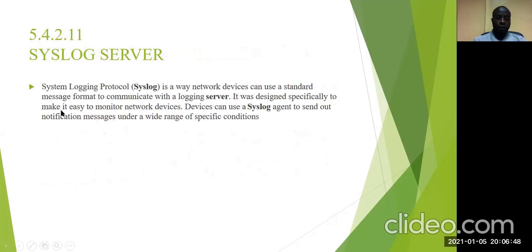System log. The system log protocol, syslog, is a way network devices can use a standard message format to communicate with log servers. It was designed specifically to make it easy to monitor network devices. Devices can use a system log agent to send out notification messages under a wide range of specific conditions. It is very important in every network. In every network, there must be a log in case of any problem. You just go to the logs, analyze them, and know exactly what was happening.